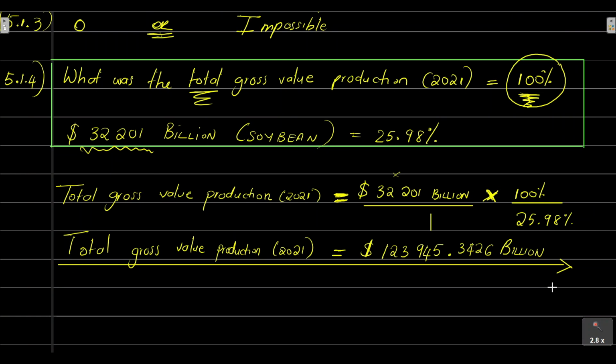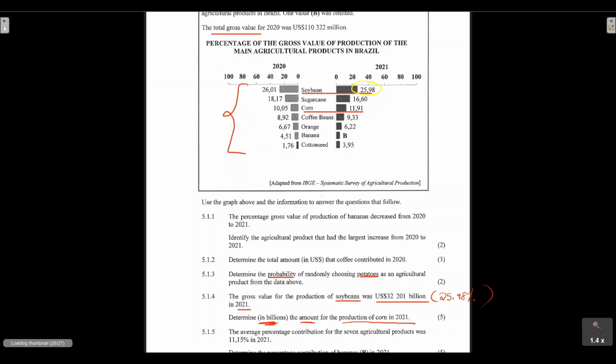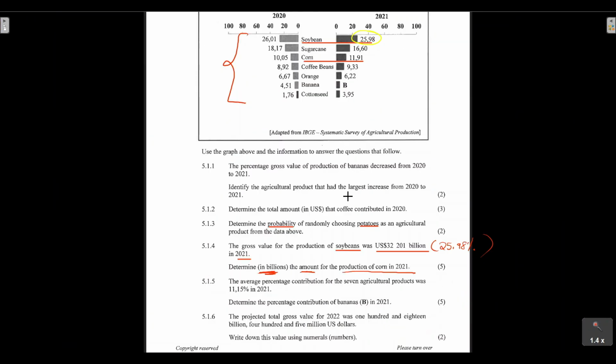Now it's easy. Once we have what the total is, we go back to our question. For question 5.1.4, we were asked to determine in billions the amount for the production of the corn. So now we can take the total that we've obtained, and we know that from that total, 11.91% is the gross value for the corn.